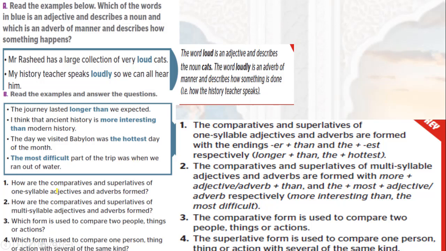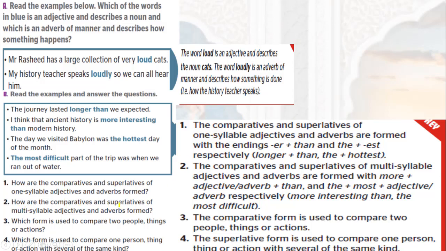So, how are the comparatives and superlatives of one-syllable adjectives and adverbs formed? Great, by adding ER to get the comparative, and by adding EST, or actually the, plus the adjective or the adverb and EST to get the superlative. Your examples are longer than and the hottest. Great.